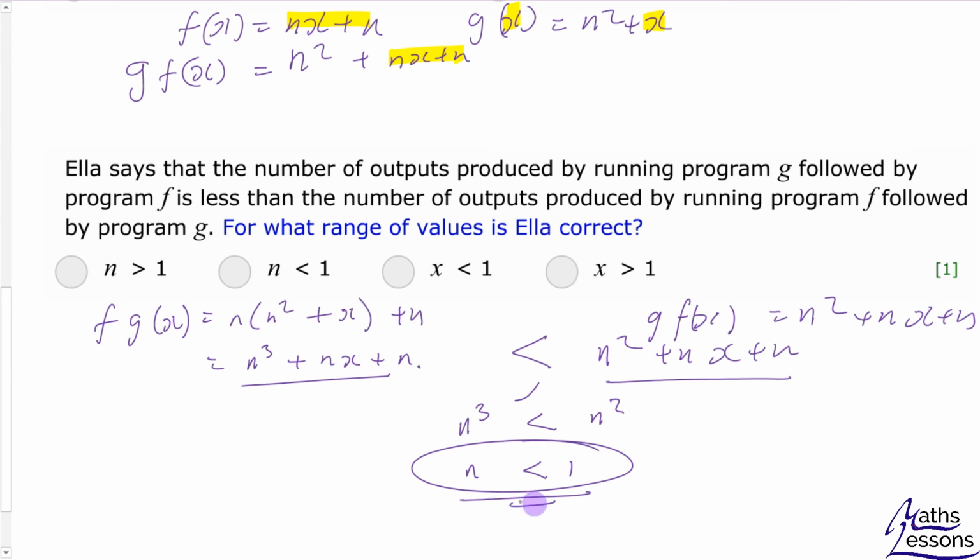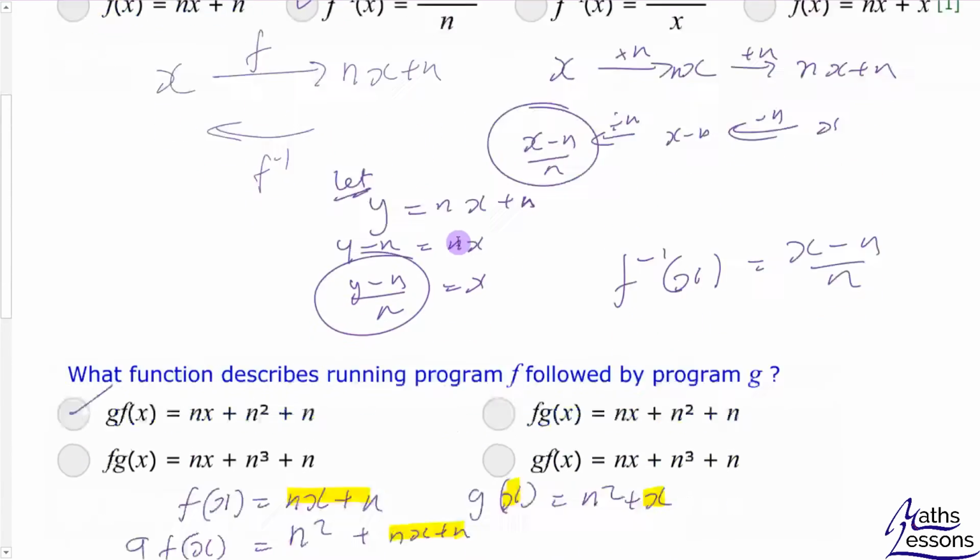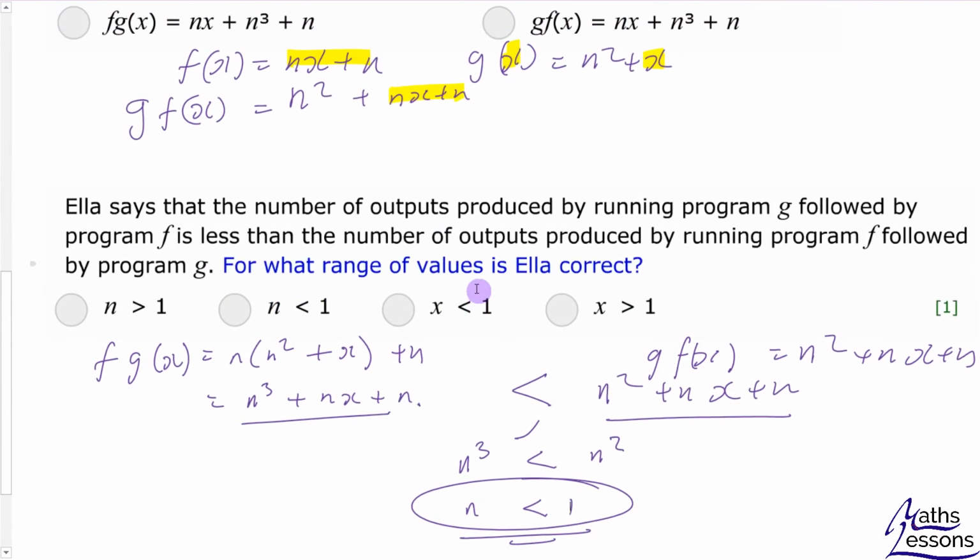From that, for this to be less than this, I don't think it can be the number of outputs. It doesn't make sense. I'm sure it must mean the value of the outputs. It's getting there. Okay, so divide by n squared, you get n, divide this by n squared, we get n is less than 1.